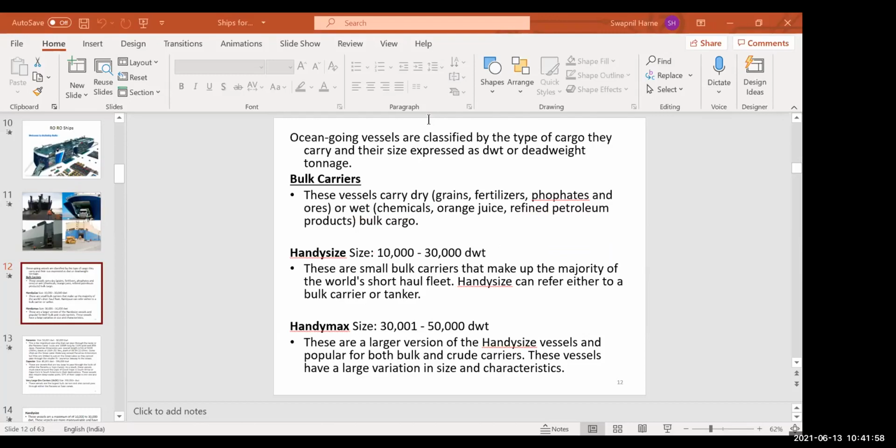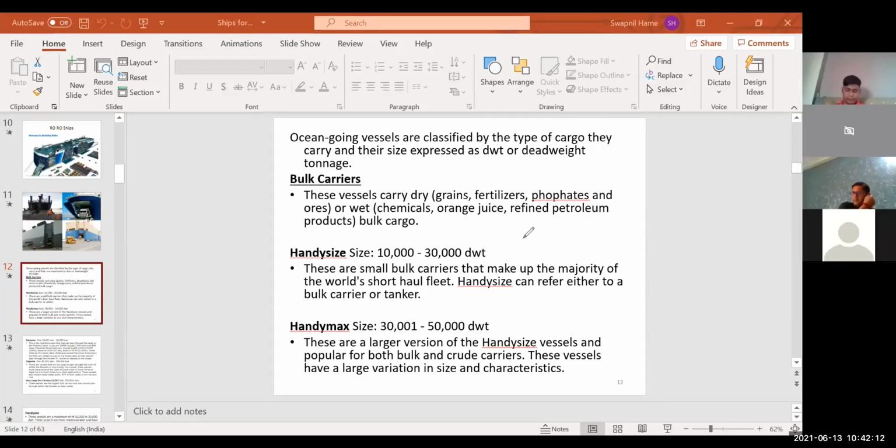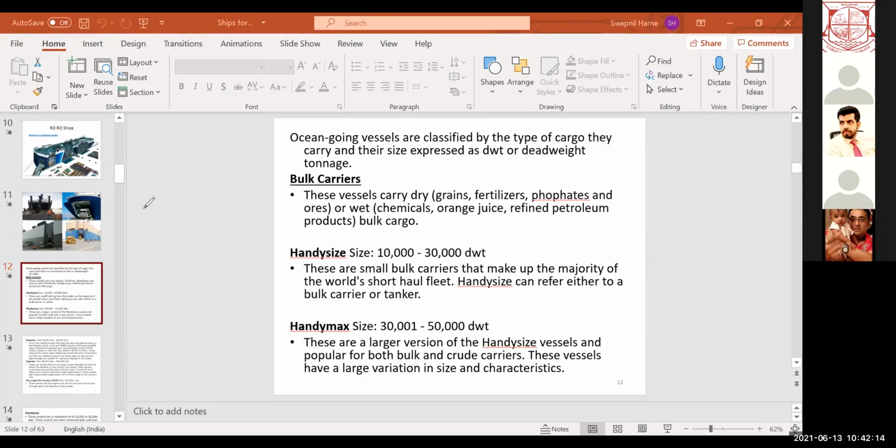Clear this particular terminology? What is dead weight? Yes, sir. What is constant of the vessel? See, the constant of a vessel is something, okay. For example, just now I showed you the picture of a vessel, so many vessels, okay, bulk carrier.